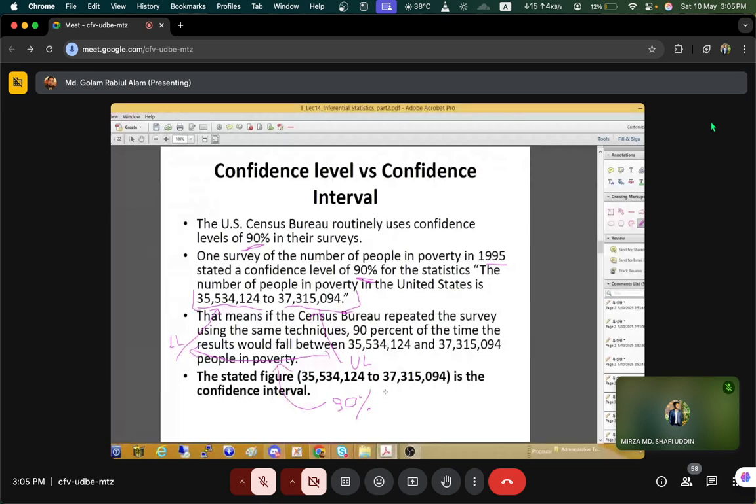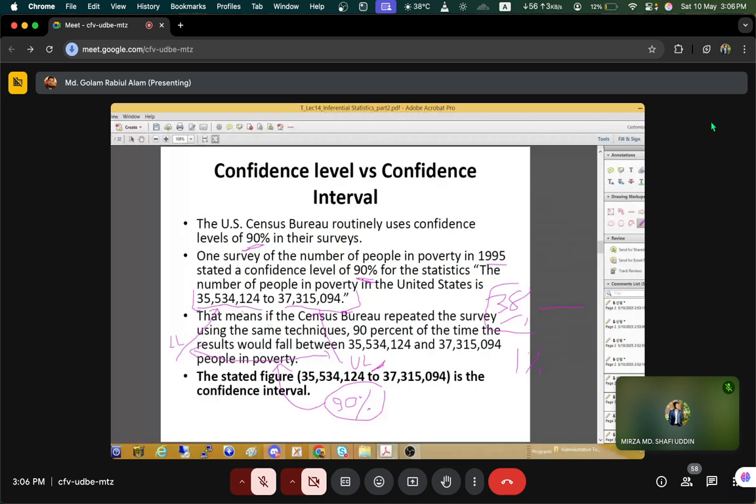Okay, confidence level. That means sometimes you may get a number greater than the upper limit also. Sometimes maybe you will get a population in poverty level that is greater than 37 lakh, maybe 38 something. Sometimes you may get that result, but that is not within 90%. Within 90%, maybe just 1% of the time you will get a result within the 38 lakhs plus. Okay, and that is not counted here.